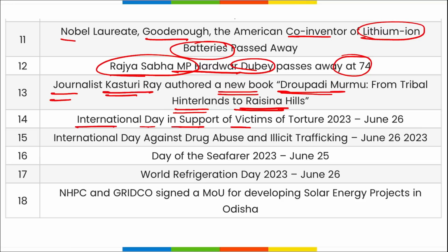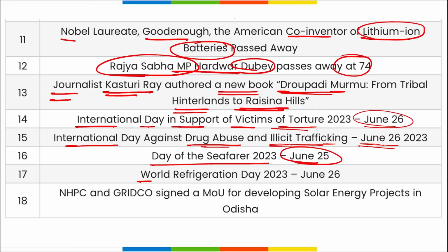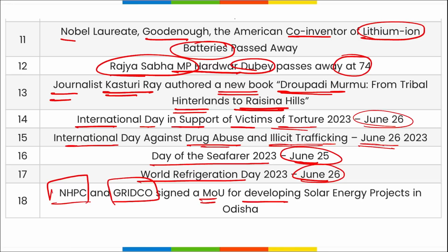International Day in Support of Victims of Torture is observed on 26th of June. International Day Against Drug Abuse and Illicit Trafficking is observed on 26th of June. Day of the Seafarer is on 25th of June. World Refrigeration Day is on 26th of June. NHPC and Gridco signed an MOU for developing solar energy projects in Odisha. So these were your important current affairs for the day, friends.